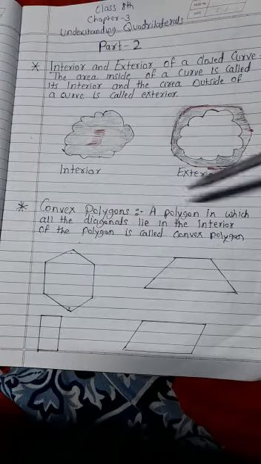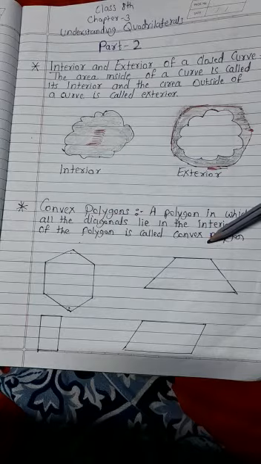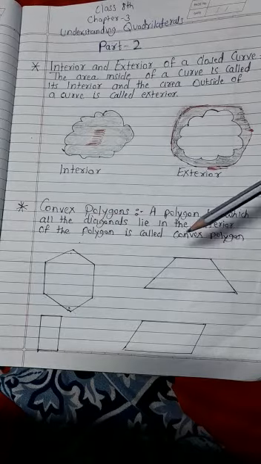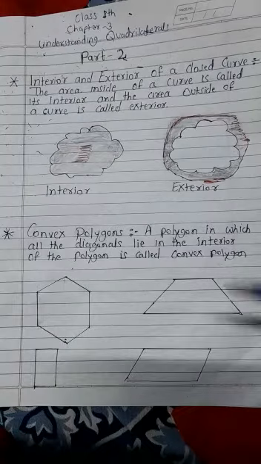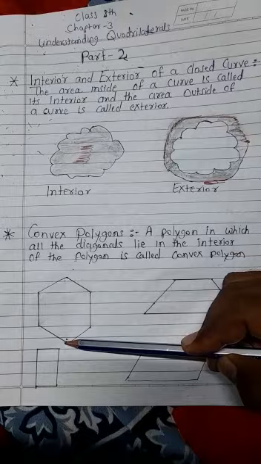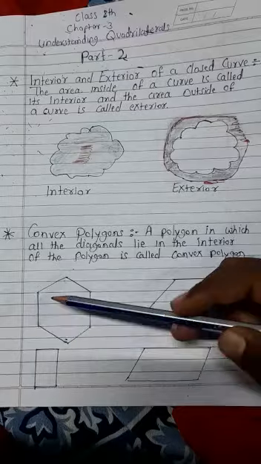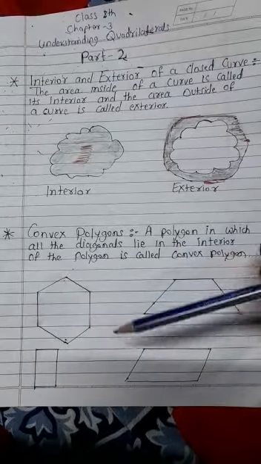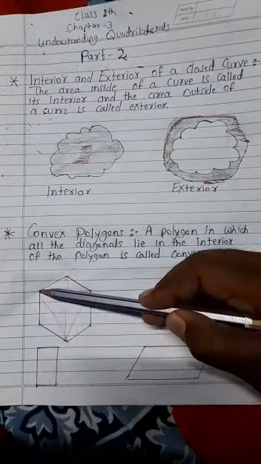Okay, understand this carefully. Convex polygon is a polygon in which all the diagonals lie in the interior of the polygon, which means a polygon in which all the diagonals lie in the interior. For example, if you draw a diagonal for this figure, we have this vertex. Its adjacent vertices are this one and this one. Its non-adjacent vertices are the remaining 3. So when you join this point to this, you will get the diagonal.